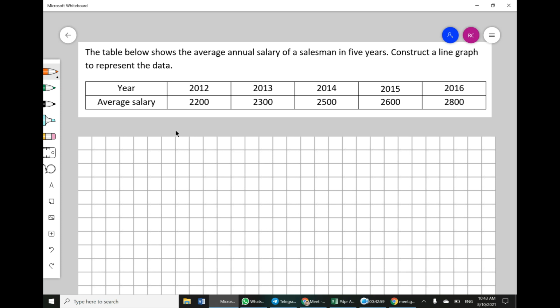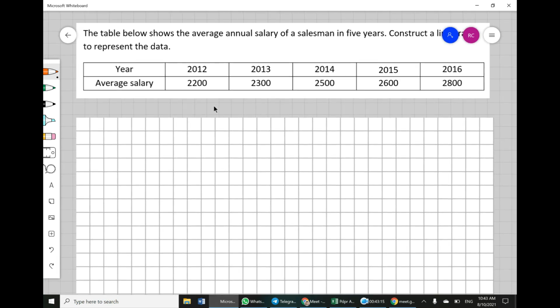Have you done your horizontal axis and vertical axis? No, not yet. Okay, I give you time. After you have done your horizontal and vertical axis, I want you to choose a suitable and uniform scale for both of the axes and you label it. So I want to see you label your axis, both of the axes. I give you about 1 minute. I think 1 minute should do.